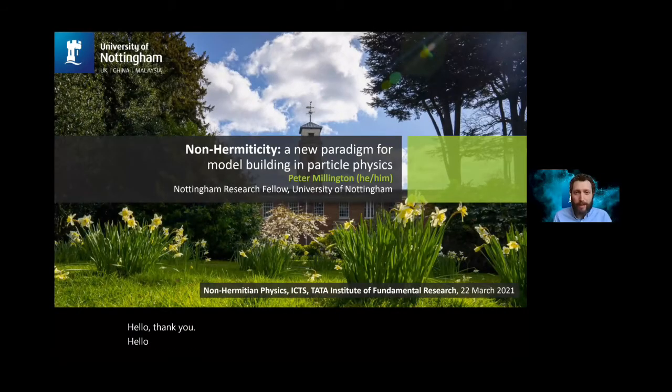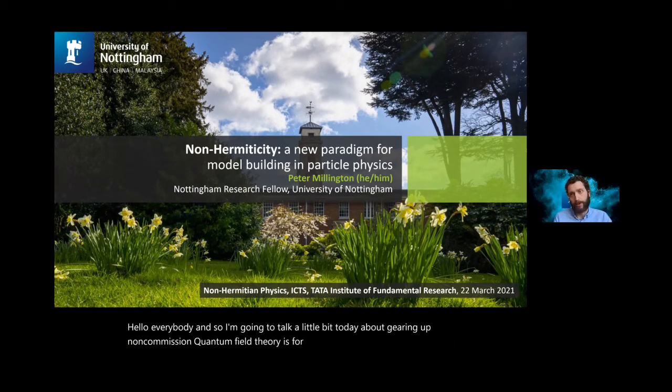So I'm going to talk a little bit today about gearing up non-Hermitian quantum field theories for building new models for particle physics. So particle physics beyond the standard model of particle physics.